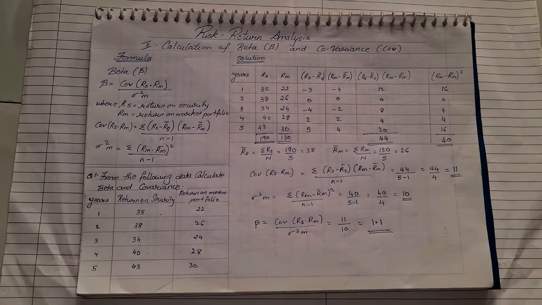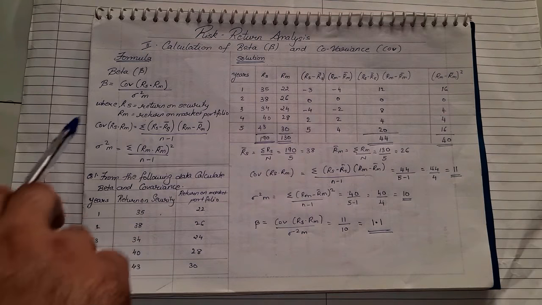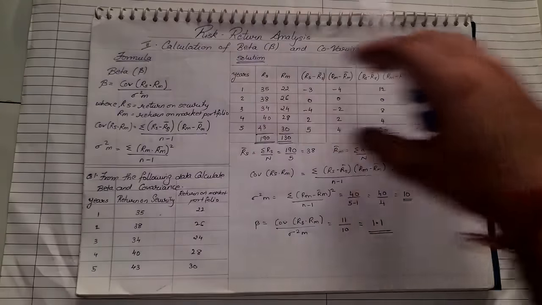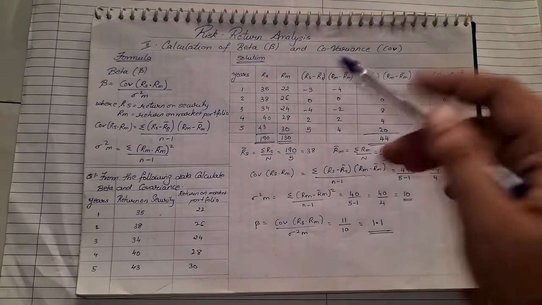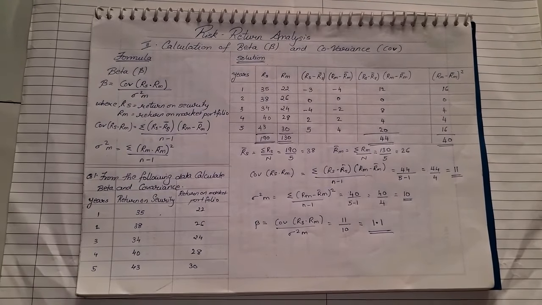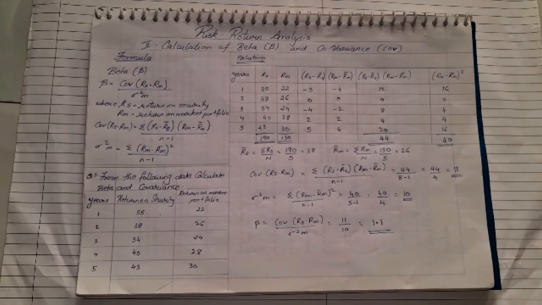So this is how you all have to solve the sum under the chapter risk and return analysis. Again, a very important topic for all the TYBMS students. Okay, the formulas for beta, covariance and standard deviation square m are given. You just have to make the table, apply the values and get your final answer. Okay, I hope everyone has understood this. In the similar manner, we will take one more sum for revision.